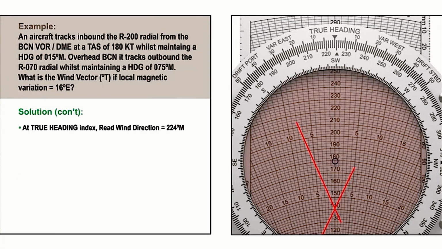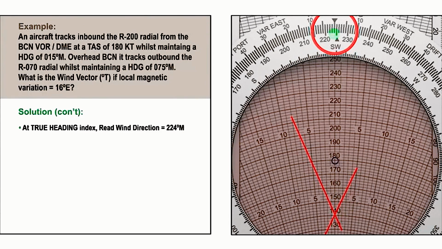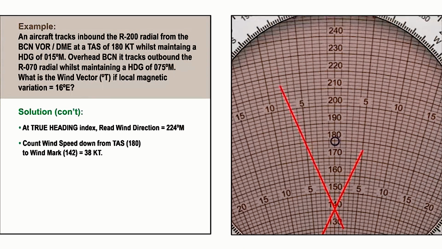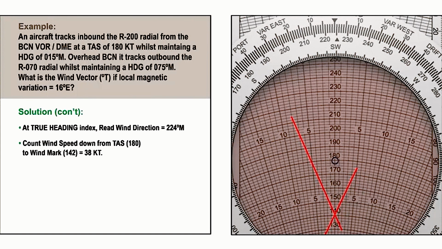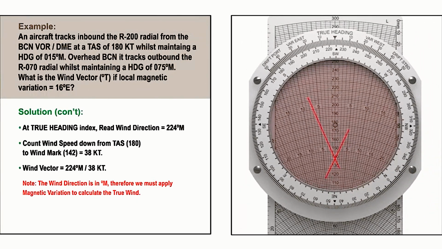Read the wind direction, 224 degrees magnetic, at the true heading index. Now count down from the centre dot over the true airspeed to the wind mark over 142 knots, a countdown of 38 knots. The wind vector is therefore 224 degrees magnetic at 38 knots. However, the wind direction is in degrees magnetic, and we need to apply the magnetic variation to calculate the true wind.